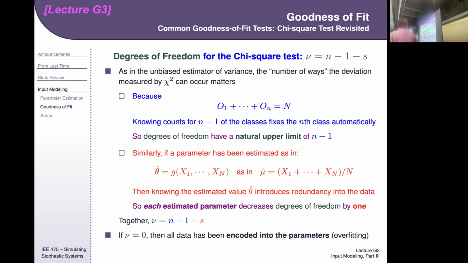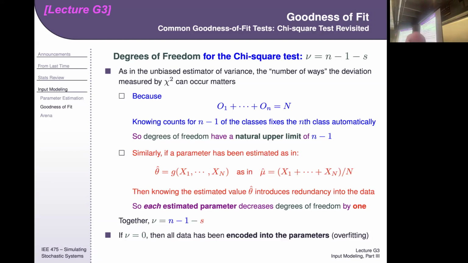So every time you estimate a parameter, you're actually adding another equation. You're basically replacing a data point with a parameter. So if you had to estimate the mean, you lost a bin. If you had to estimate the variance, you lost another bin. So you're swapping out bins for parameters.